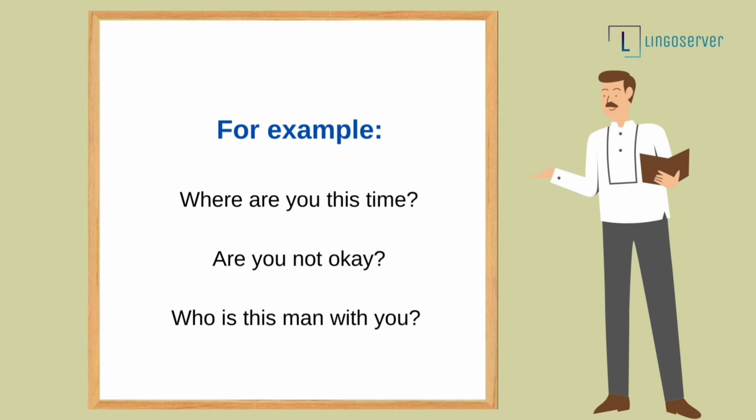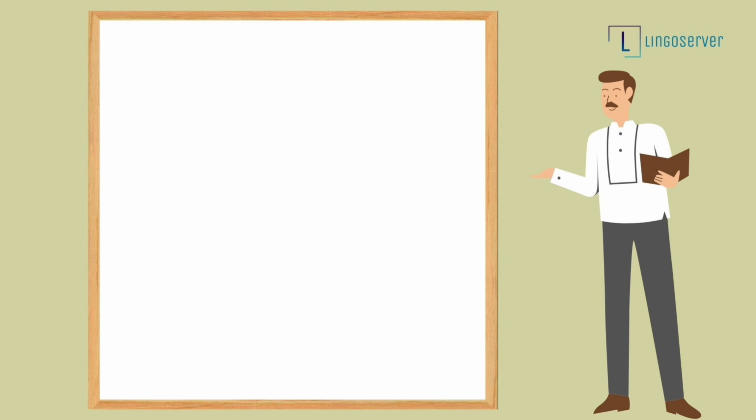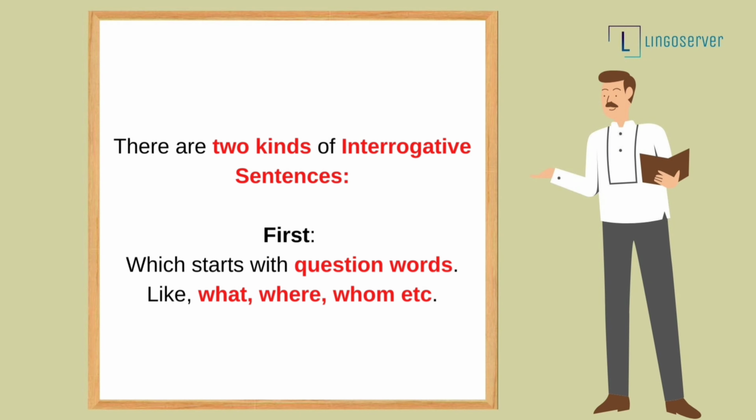etc. If you talk about English, for interrogative sentences we first say questions word, then helping verb, then subject, and then predicate. For example, why are you in the office? There is also a rule in Urdu for interrogative sentence and its own structure. There are two kinds of interrogative sentences. First, the interrogative sentence which starts with the questions words like what, where, whom, etc.